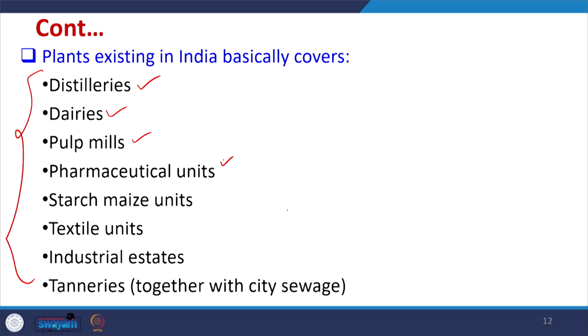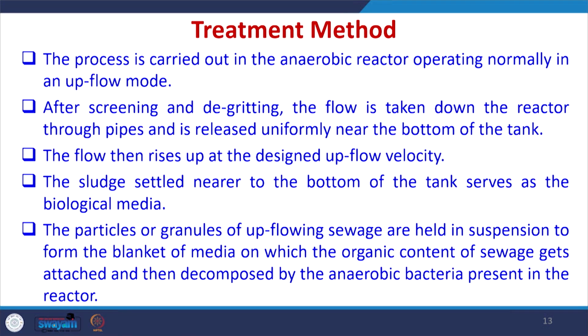Then pulp and paper mills, pharmaceutical units, starch generating units, the maize units, then the textile industries, and bigger industrial clusters where CETPs are there, then tanneries together with the city sewage, can go for UASB reactors. So, these UASB reactors are common and they can be used for treatment of various wastewaters which contain very high organic loading. Now, let us discuss how the treatment method works.